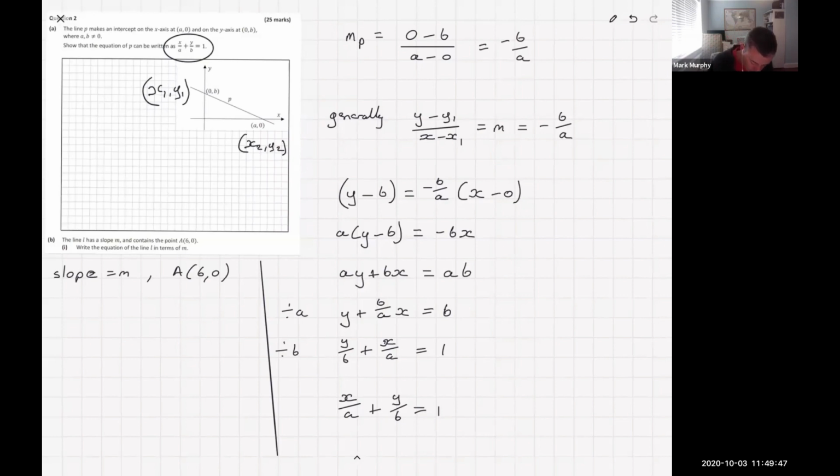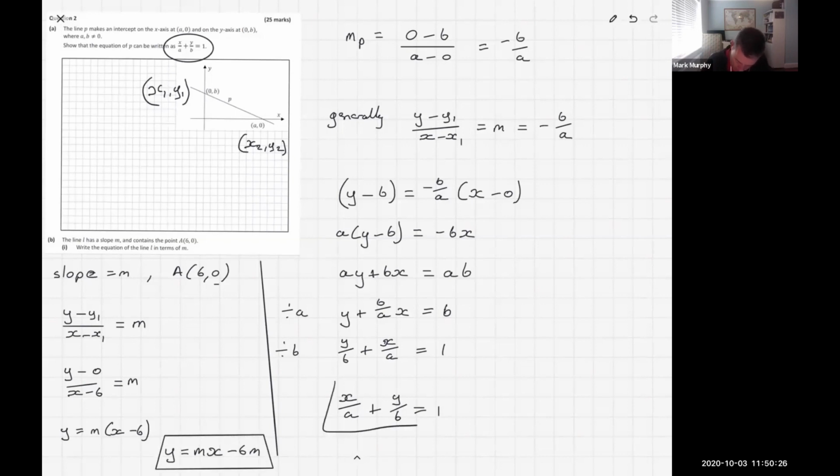So again, let's go back to the general equation, y minus y1 all over x minus x1 equals m. So in this case, it's y minus 0, so y1 is 0, all over x minus 6 equals m. So working that out, we get y is equal to m into x minus 6. And just to finish it, then we say that y is equal to mx minus 6m. That's the answer to that one.